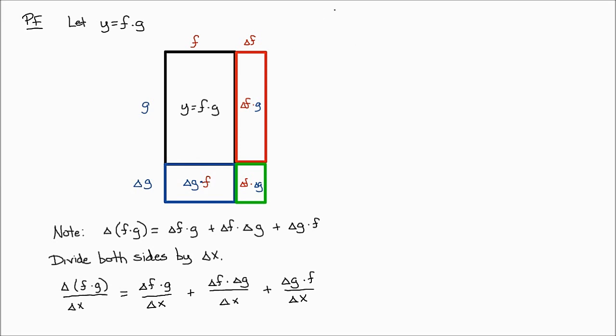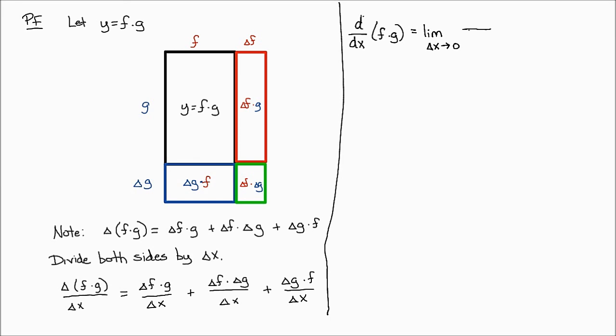Let me put in a dividing line here so that I can do the rest of my proof on the other side. So I want to know what d/dx of f times g is. Well, by the definition of the derivative, this is just the limit as the change in x goes to 0 of our change in our function value, so our change in f times g, over our change in x. That's what the derivative is defined to be.